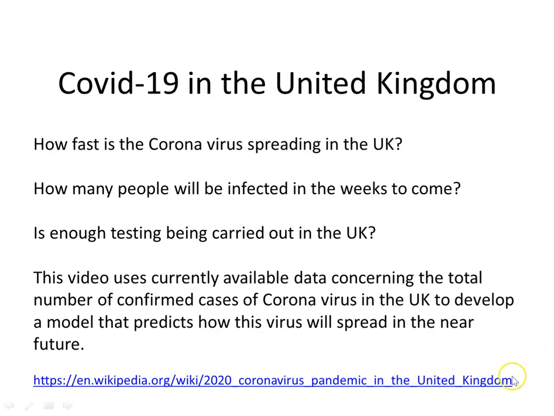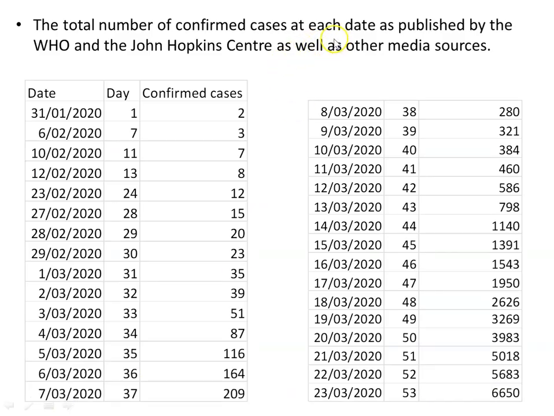And the data I'm using for this video comes from this website here, which is drawing on many sources such as the World Health Organization, Johns Hopkins Centre, and other sources of publications. All right, so the total number of confirmed cases at each date as published by these organisations and checked against various media sources, I've set out in the table here: date, day number, and cumulative number of confirmed cases.